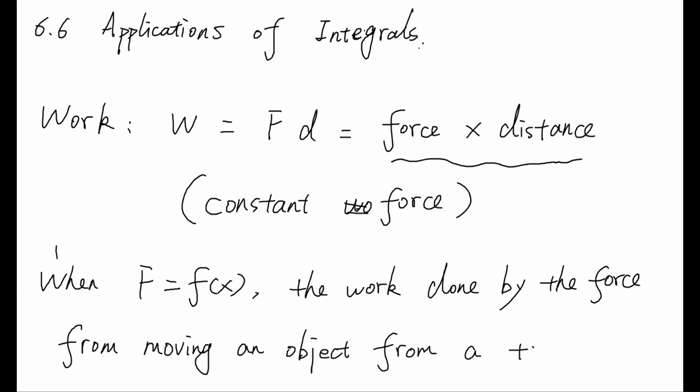so it's from x equals a to x equals b, which represent the initial position of the object and the terminal position of the object, is given by an integral. W is equal to the integral of f of x from A to B dx.